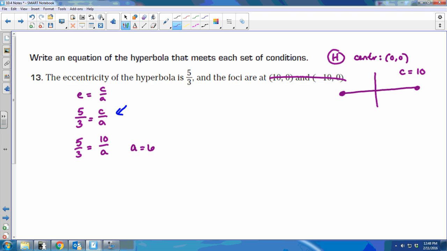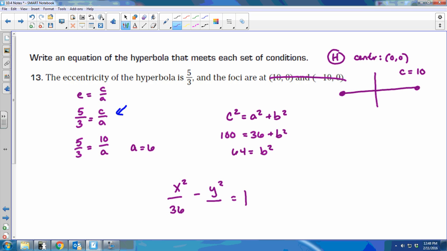So I have the orientation, I have the center, I have A, I don't have B, but I do have C. So how am I going to find B? You do C squared equals A squared plus B squared. So you have 100 because C is 10, and 36 because A is 6. So if you subtract, you get 64. You can take the square root and get 8, but you're going to square it again in a second in the equation. So this is horizontal, so you have x first, so x squared minus y squared. 36, because A squared is always first.